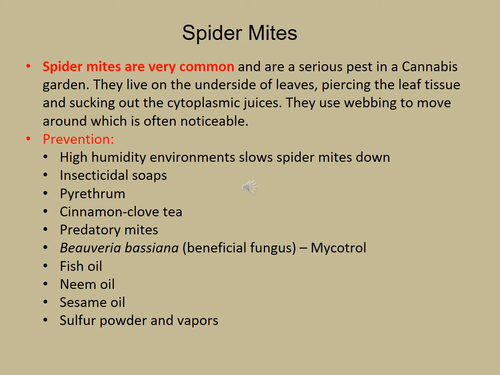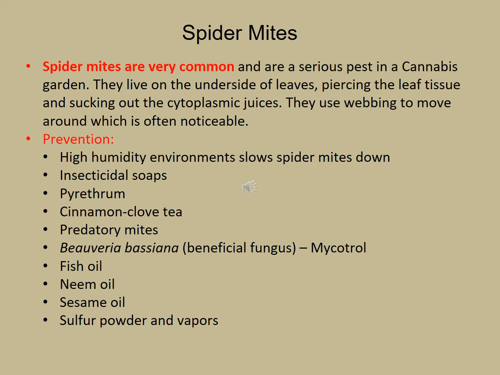Reducing humidity will encourage the spider mite, so high humidity environments slow them down. That's one thing you can do, although the high humidity can cause other problems, like with fungal and bacterial infections. Insecticidal soaps can help. Pyrethrum, again cinnamon or cinnamon clove tea sprayed on the plants. There's predatory mites. Beauveria, a beneficial fungus, can be sprayed on there. A brand name is Mycotrol, and then a few other things too.